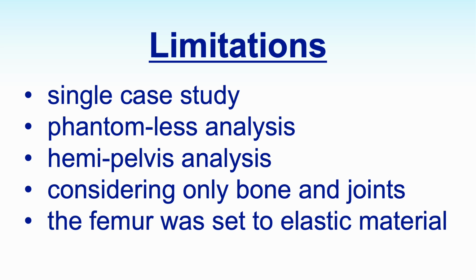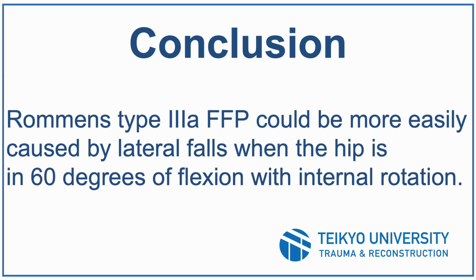These are the limitations of our study: single case study, phantom-less analysis, hemipelvis analysis, considering only bone and joints, and the femur was set to elastic material. Conclusion: Rommens type 3A FFP could be more easily caused by lateral force when the hip is in 60 degrees flexion with internal rotation. Thank you for listening.